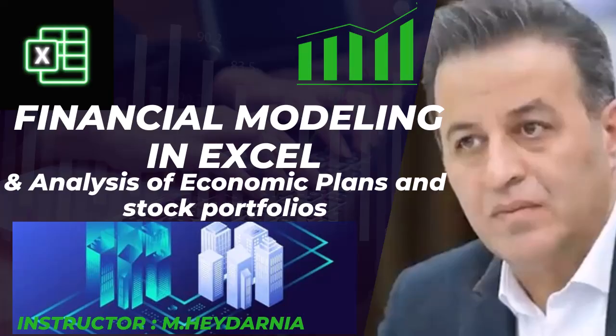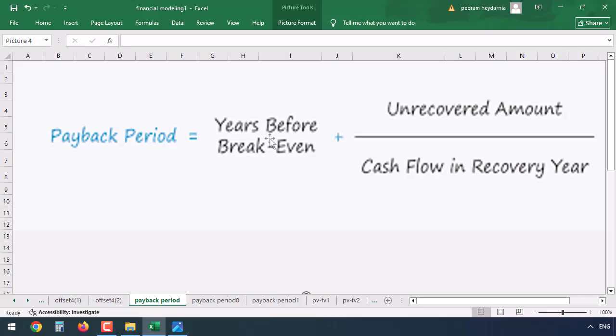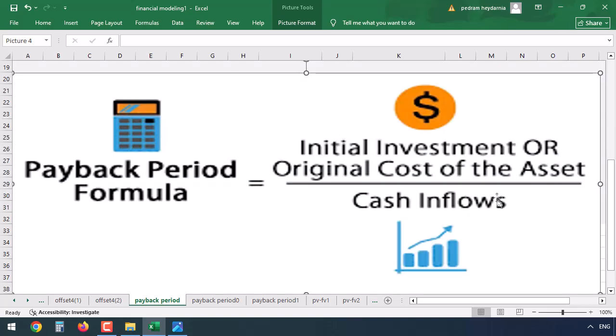The first concept we're going to discuss is the payback period. The formula for calculating the payback period is: payback period equals years before break-even plus unrecovered amount divided by cash flow in the recovery year. The payback period formula states initial investment, or original cost of the assets, divided by cash inflows. Payback period means that if you've invested money in a project, how long it takes for the principal investment to be recovered. That is, the time required to recover the initial cost of an investment.